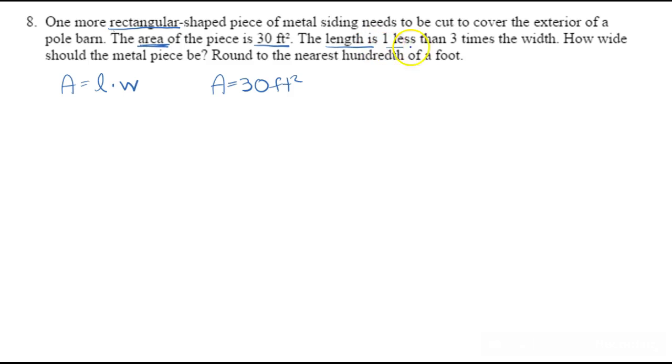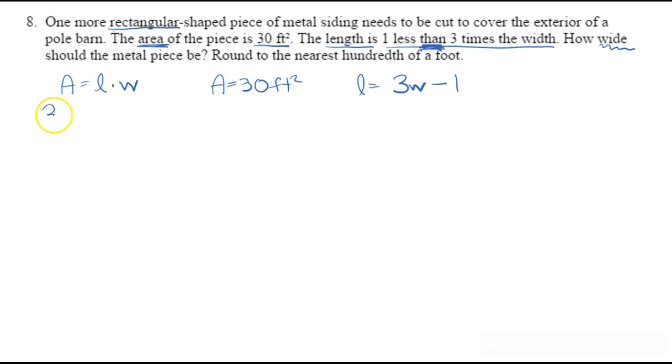The length is 1 less than 3 times the width. So let's think about how we can write that expression here. We have 3 times the width, so 3w. 1 less than that, so it's not 1 minus 3w, it's 3w minus 1. And that's equal to the length. And it says, how wide should the metal piece be? So we have to solve for the width here. That's our unknown. Let's substitute what we know so far and see what we can do.